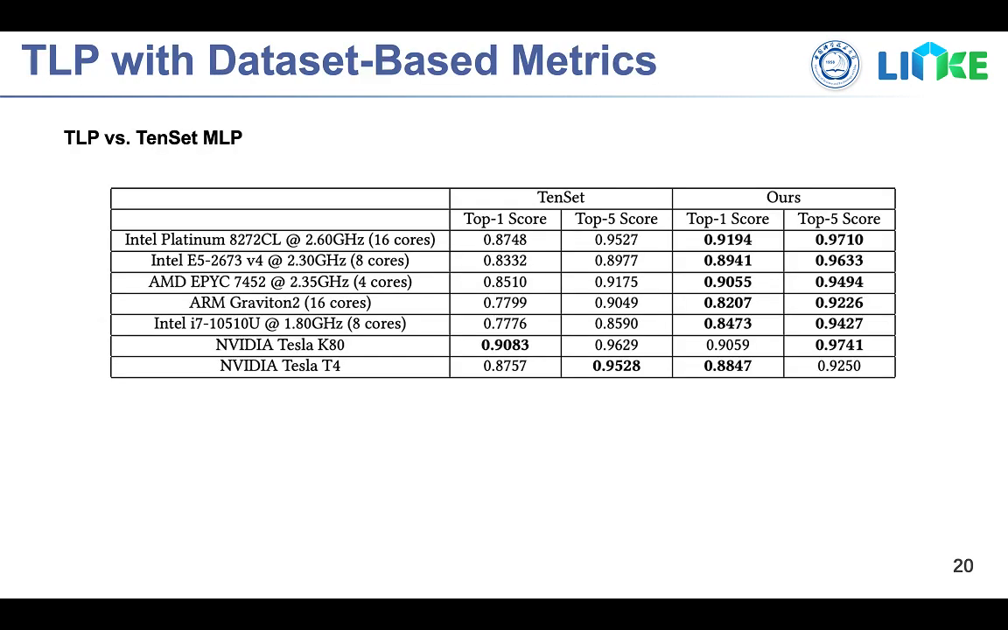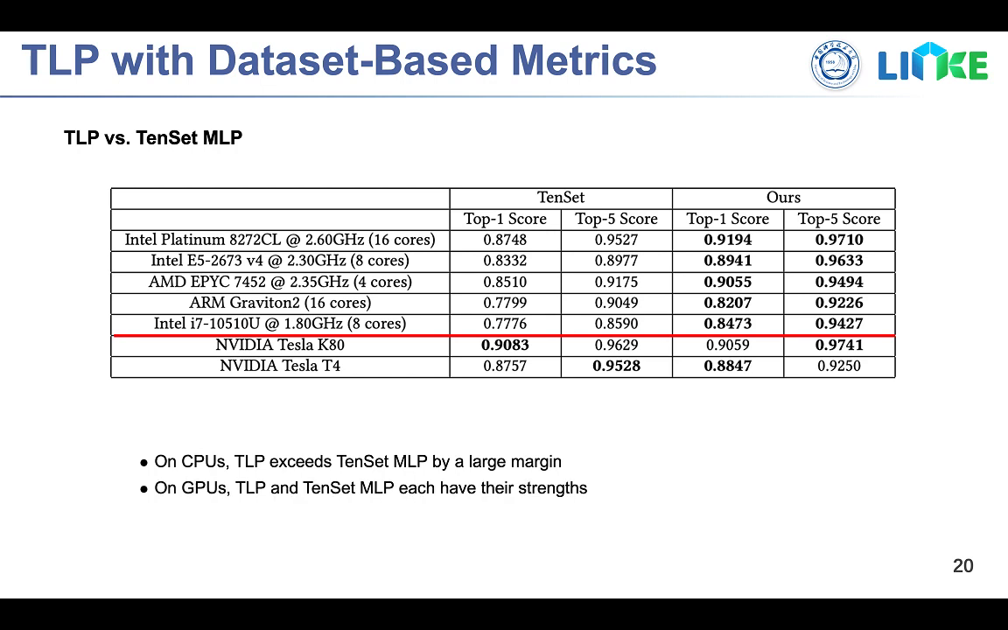This table compares TLP and Tensor MLP on experimental hardware platforms consisting of 5 CPUs and 2 GPUs. TLP outperforms Tensor MLP by a large margin on CPUs, while on GPUs, both models each have their strengths. This can be attributed to the feature extraction approach of TLP, which just encodes all features and delegates the weighting of their importance to the neural network, rather than manually pruning features.